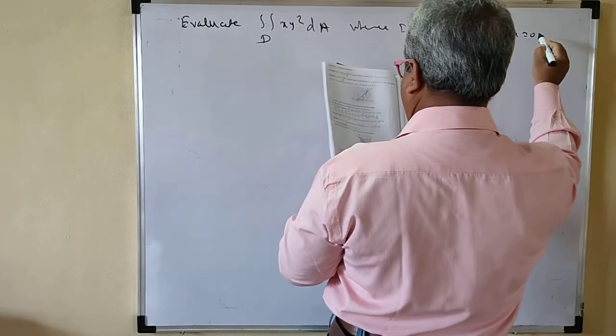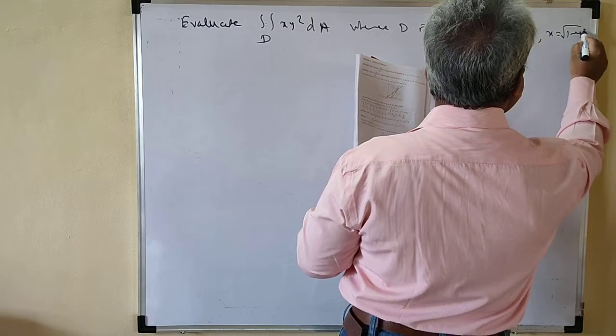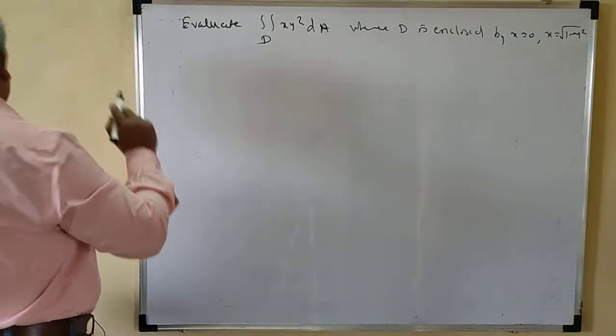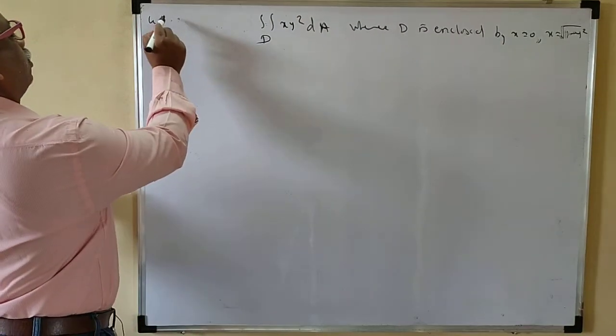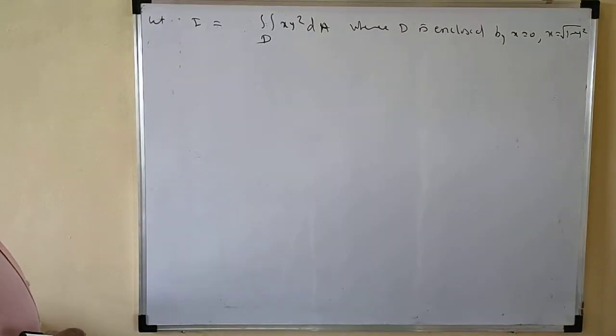x is equal to 0, x is equal to root of 1 minus y square. Solution. Let I be equal to this. So now I is equal to this.